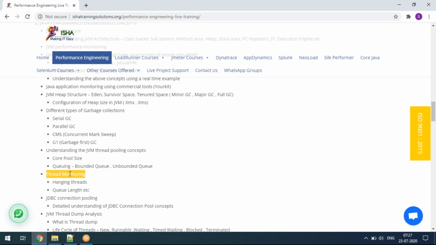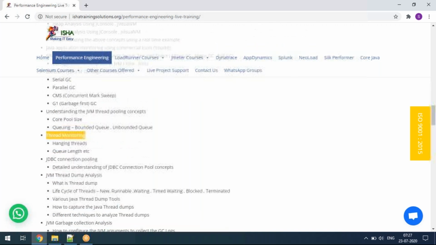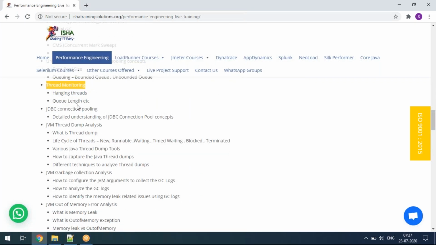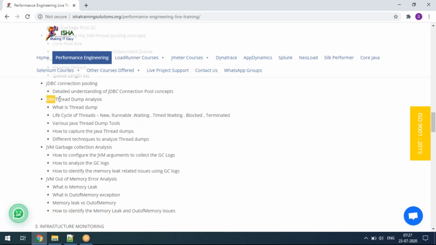Like that, we are going to have that understanding. And then JDBC connection pooling also we are going to learn: in a pool, how the database connection is going to be established, and how database connection pooling is actually working. And then I also mentioned thread dump analysis.